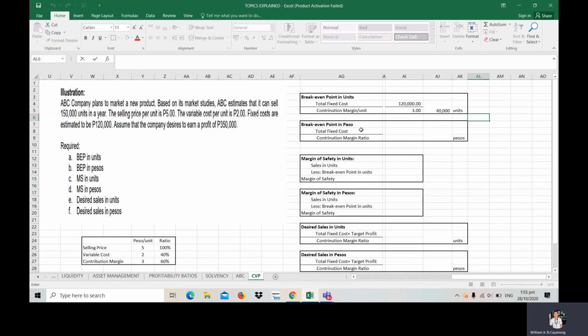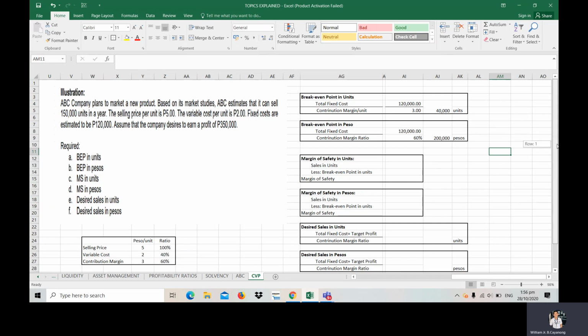Okay? So next, how about if we are going to turn it into pesos? Same again, our numerator is 120,000, while we need the contribution margin ratio, which is 0.60 or 60%. Okay, we divide 120 by 60. Therefore, the amount at which it will break even is 200,000 pesos.